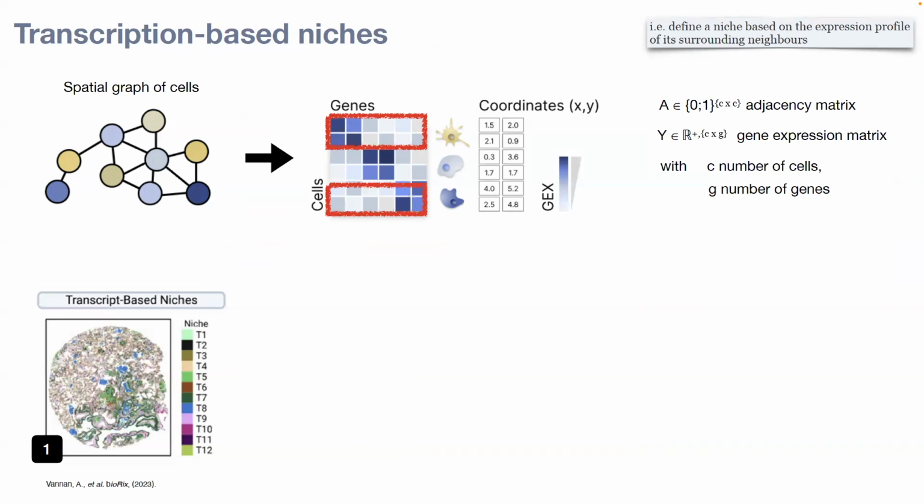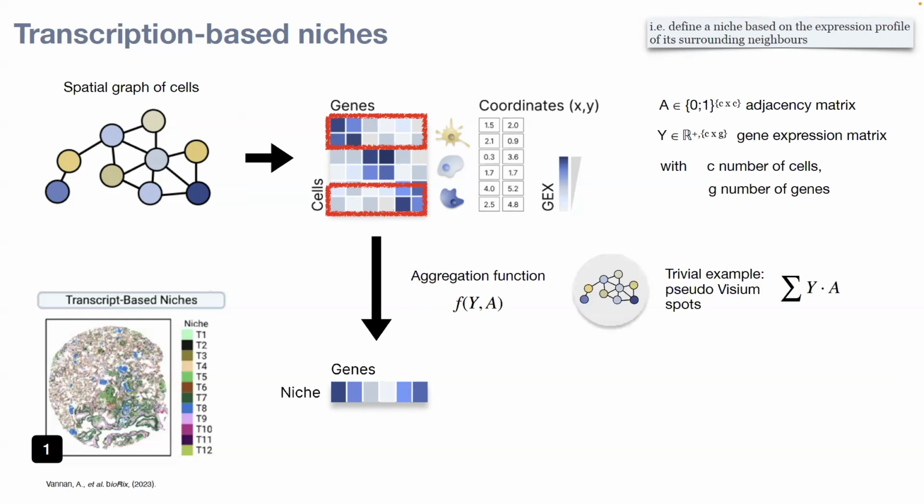In the next step, you then extract the cells that are in your local niche. So in the target center, you have a cell and all the cells that are connected with it. And you have some sort of aggregation function that combines the gene expression vector of all your neighbors into a niche times gene representation. Sounds complex. In the easiest case, it's something like a pseudo-Visium spot where you just take the sum. Easiest case. Now, computational biology wouldn't exist in so many different places all over the world if people wouldn't come up with more complex ways than the sum.